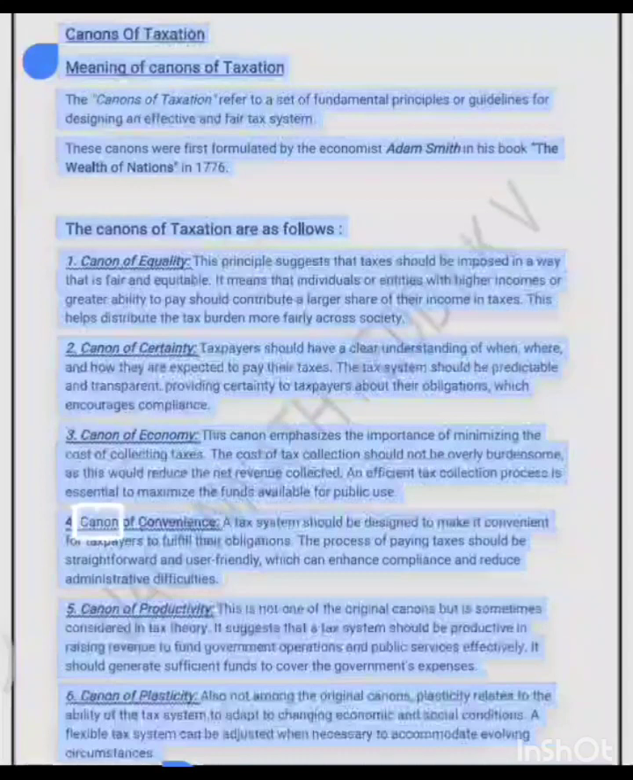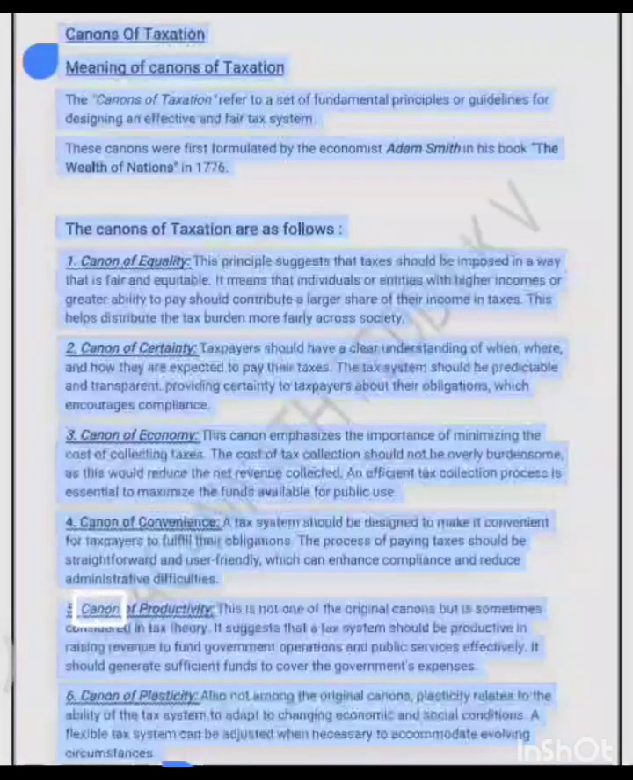4. Canon of convenience. A tax system should be designed to make it convenient for taxpayers to fulfill their obligations. The process of paying taxes should be straightforward and user-friendly, which can enhance compliance and reduce administrative difficulties.